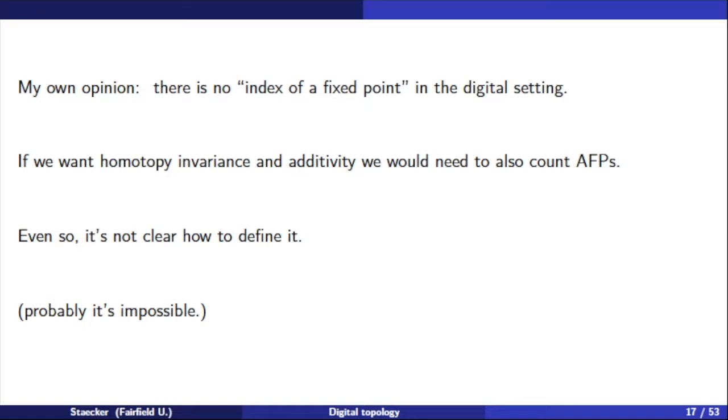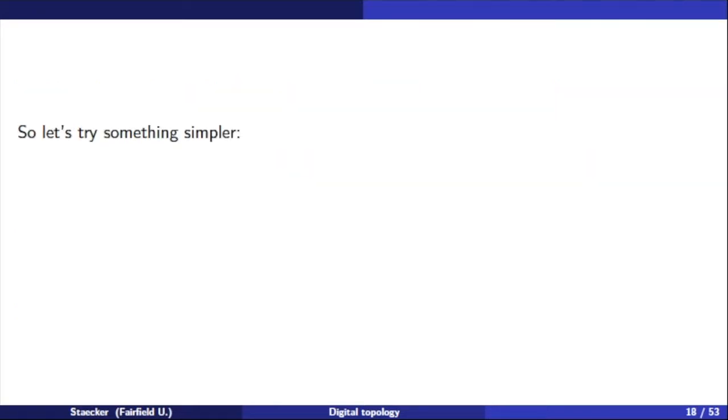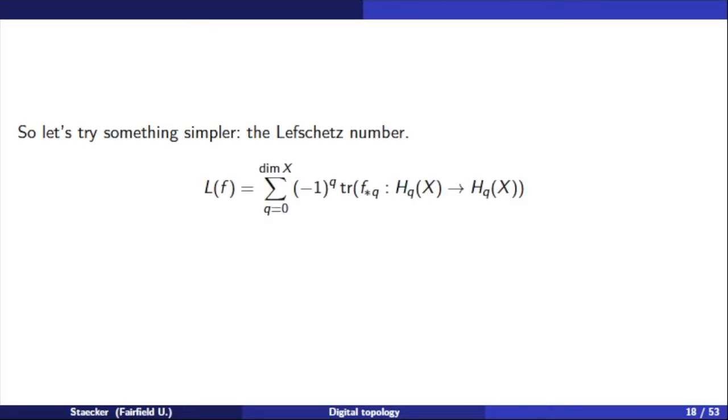And this is why I thought for a long time that this was impossible, because if there's no index, then it's very hard to create the rest of the definitions for the Nielsen theory. But anyway, let's try something simpler. Let's talk about the Lefschetz number. So this is the definition of the Lefschetz number.